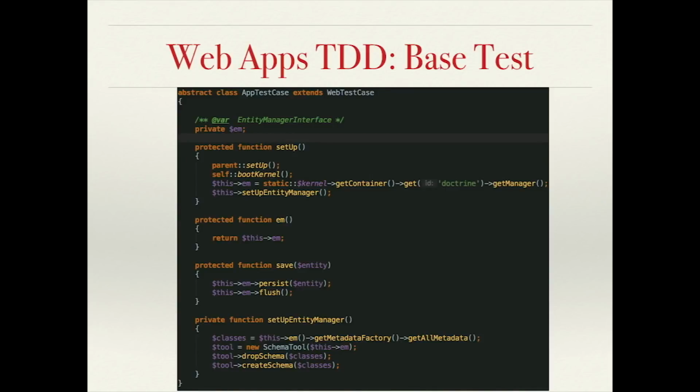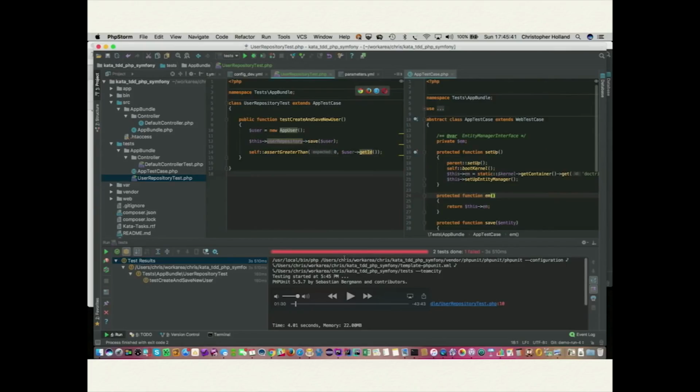The nice thing now is that in my repositories, when I test drive, I can actually test drive my repositories with, let's say, DQL strings to retrieve data. And I'm actually testing this functionality for real in memory. So it makes things a lot faster.